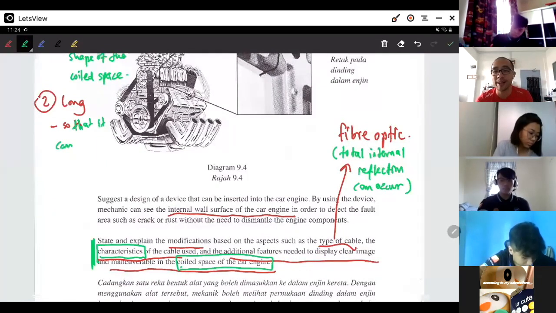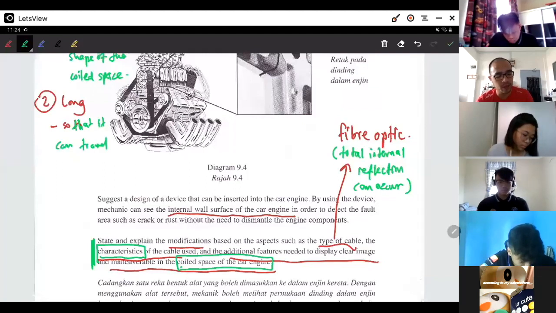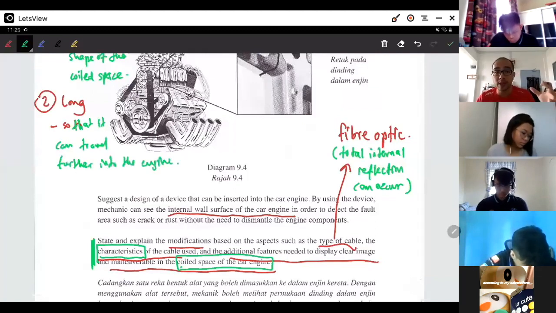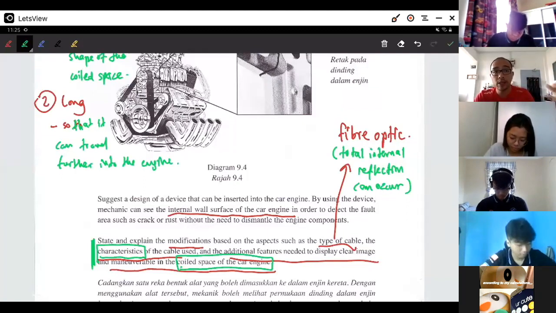Terus when I say one at a time, kan? Travel further. Okay, so that it can travel further. Okay lah, you can also say that. So that it can travel further into the engine. Okay, atau yang sewaktu dengannya lah, so that you can see more parts of the engine. Kamu boleh nampak lebih banyak bahagian dalam engine tersebut. Okay, so that is another reason.